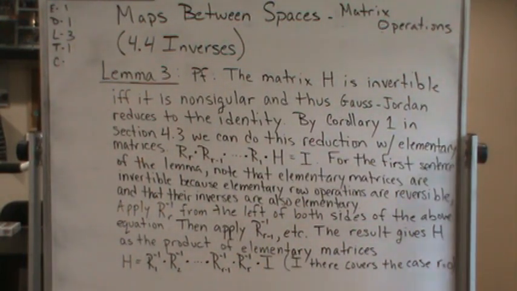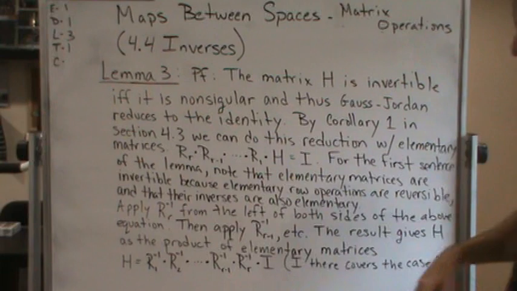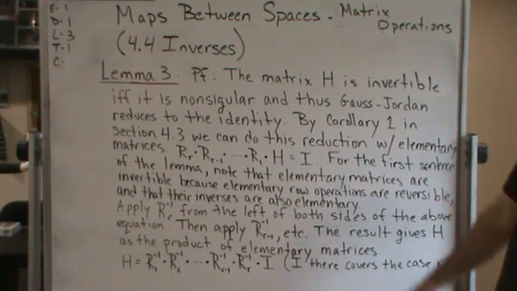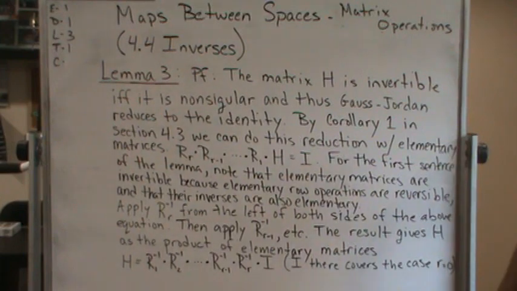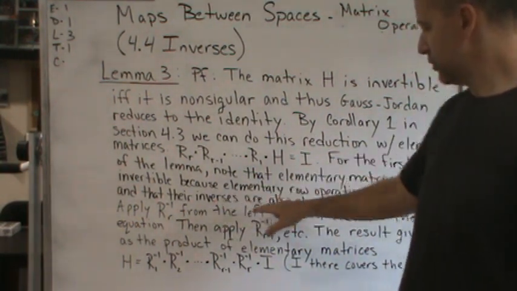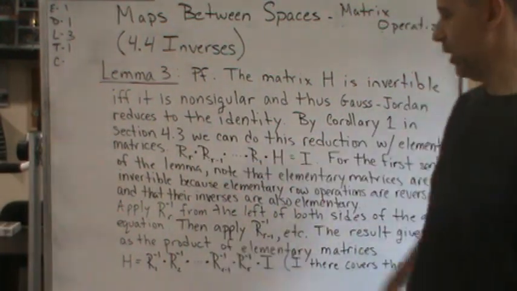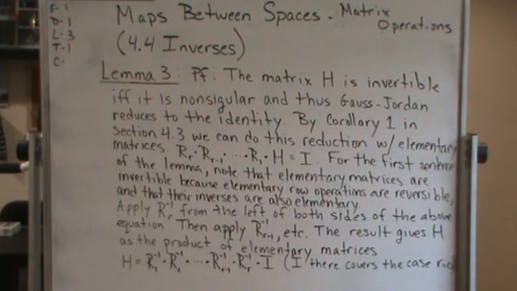Now it says for the first sentence of the lemma, note that elementary matrices are invertible because elementary row operations are reversible. Okay, so that should be plain. And that their inverses are also elementary. So the inverses of these R's exist, right? And they're also elementary. Okay, so that's also important.